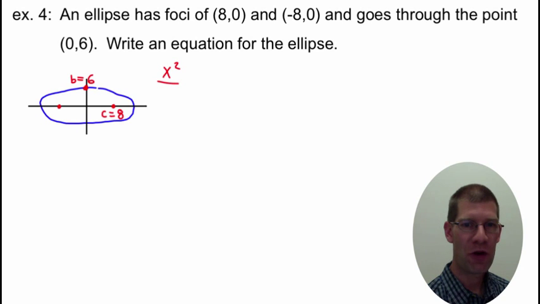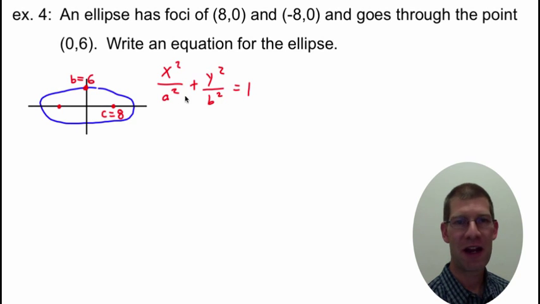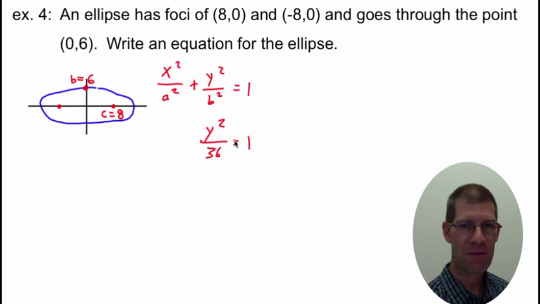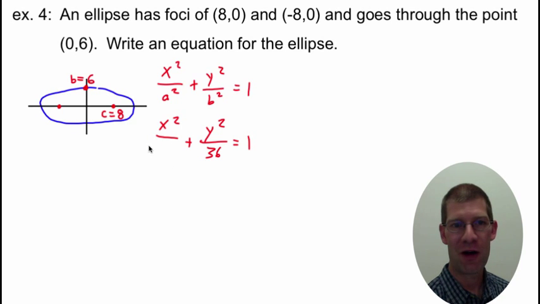So if we go back to, well, what are we trying to do? We're trying to write an equation for an ellipse: x squared over a squared plus y squared over b squared equals 1. Now we need our a and our b in order to get our answer. Well, we have b, so we're partway there. Y squared over 6 squared, so y squared over 36, equals 1. And now we just need to know a, so we have x squared over our unknown. Figure that out, we're done.